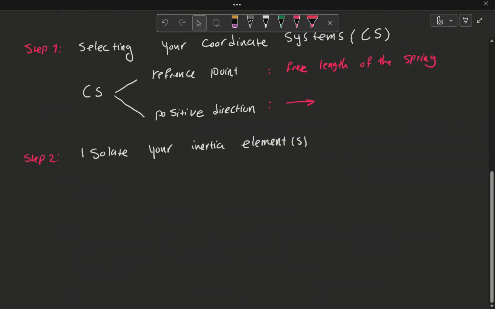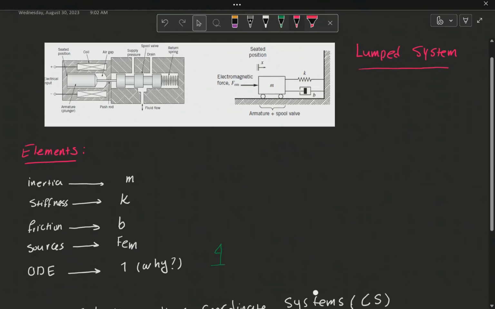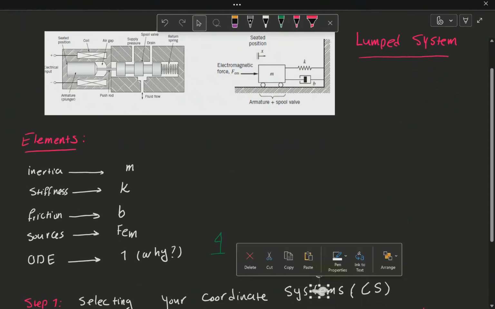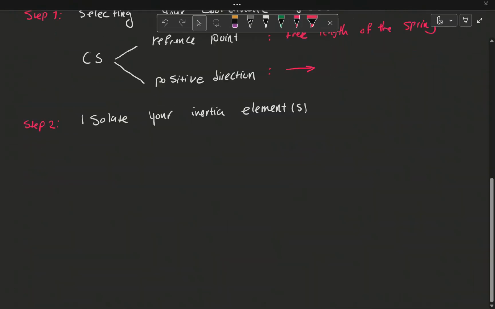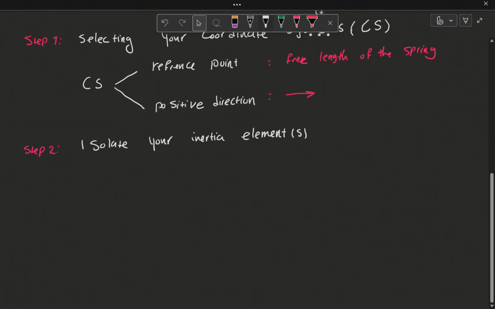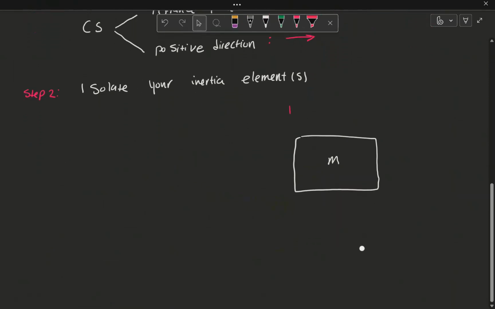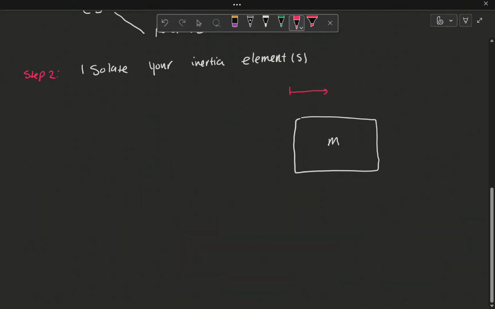Okay. What do I mean by isolating? Look at this inertia element in the system. I mean that go ahead and grab it, disconnect it from the system, and throw it on a piece of paper. So what I'm going to do is grab that inertia element, which is my mass, and disconnect it from the system, and throw it on a piece of paper. And just to make my life a little bit easier, I'm going to show my coordinate system on top of that one as well. Okay, that is isolating.